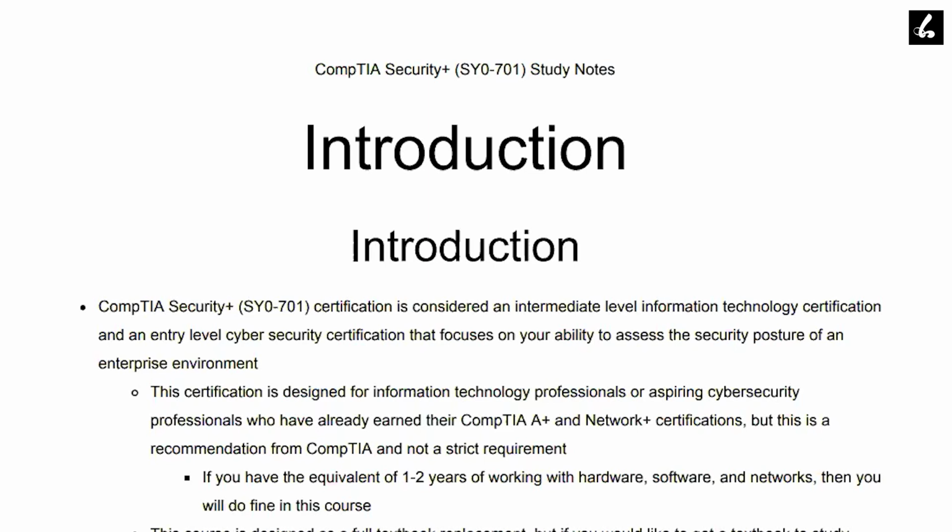For example, anyone can give the CompTIA Security Plus exam. However, there is a recommendation from the CompTIA team that if you have already cleared CompTIA Network Plus or CompTIA A Plus, it would be good to take this exam. However, this is not a prerequisite. This is a recommendation. You can take the CompTIA exam directly also.